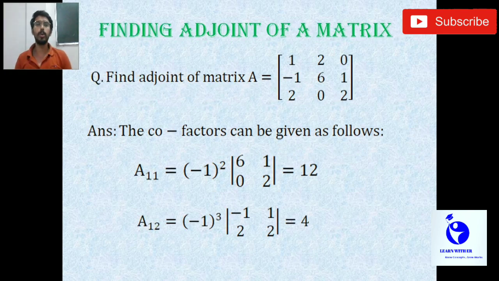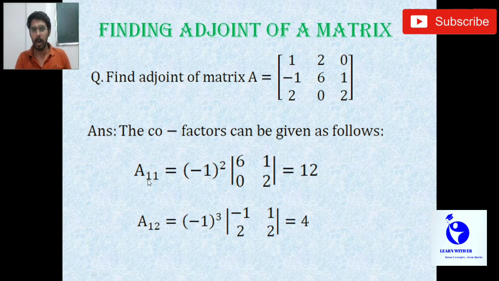Now let us quickly go to the application of finding the adjoint of a matrix. As you can see in the question, there is a matrix given to you and you need to find the adjoint of the matrix. In order to find the adjoint of the matrix, first of all you need to find the cofactors of the given matrix. So let us find the cofactors one by one.